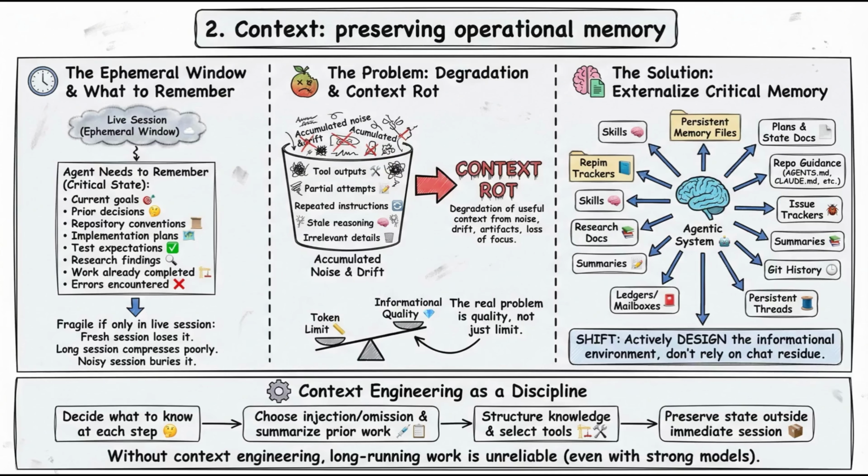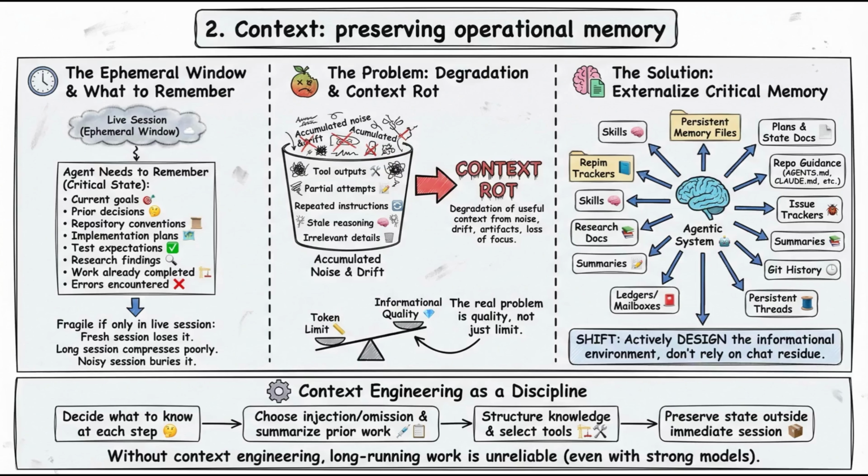This leads to a phenomenon known as context rot. Context rot is the degradation of useful context as the session fills up with noise, drift, compression artifacts, and a general loss of focus. The core problem here is not just about hitting a token limit, it is about a steep drop in informational quality.